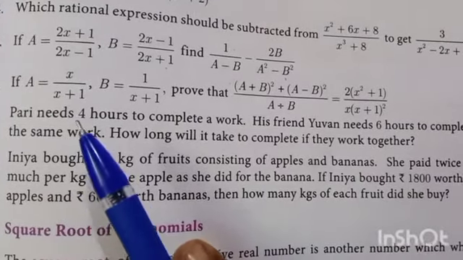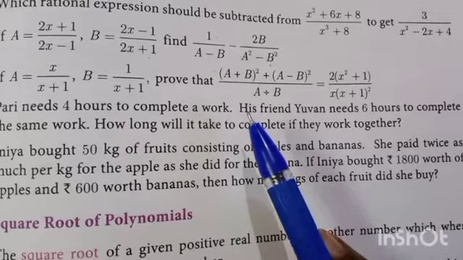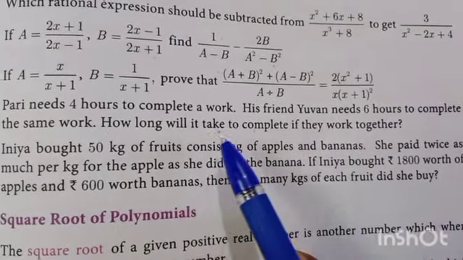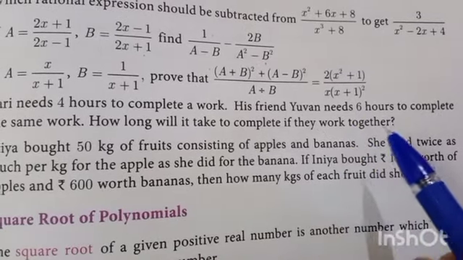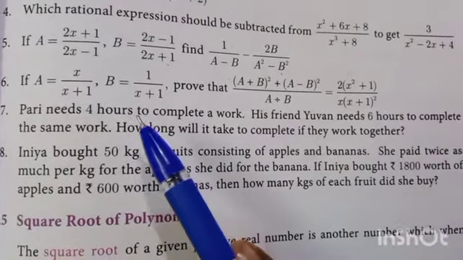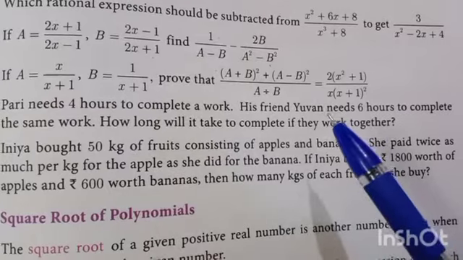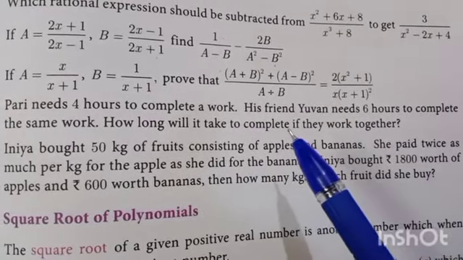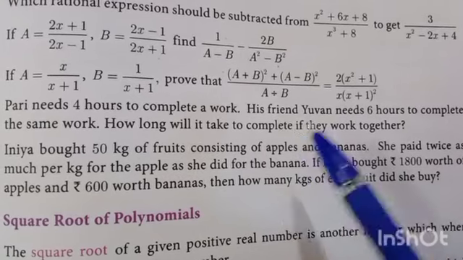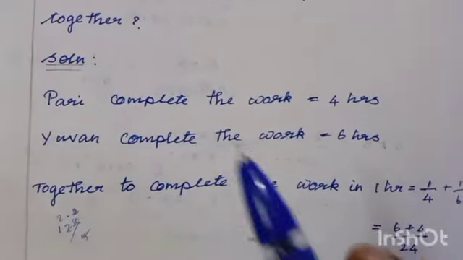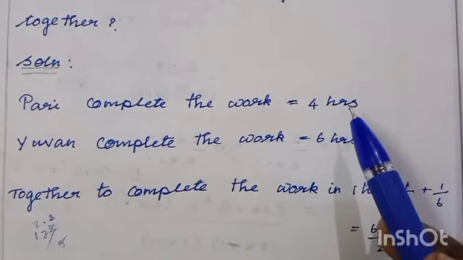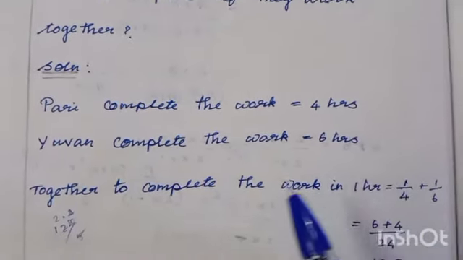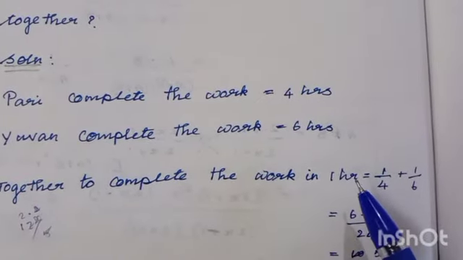7th problem. Pari needs 4 hours to complete a work. His friend Yuvan needs 6 hours to complete the same work. How long will it take to complete if they work together? For Pari's work, 4 hours working hours. For Yuvan 6 hours. So working together, we want to find the time taken. Pari completes the work in 4 hours. Yuvan completes the work in 6 hours. Together complete the work in 1 hour, 1 hour work we want to find.